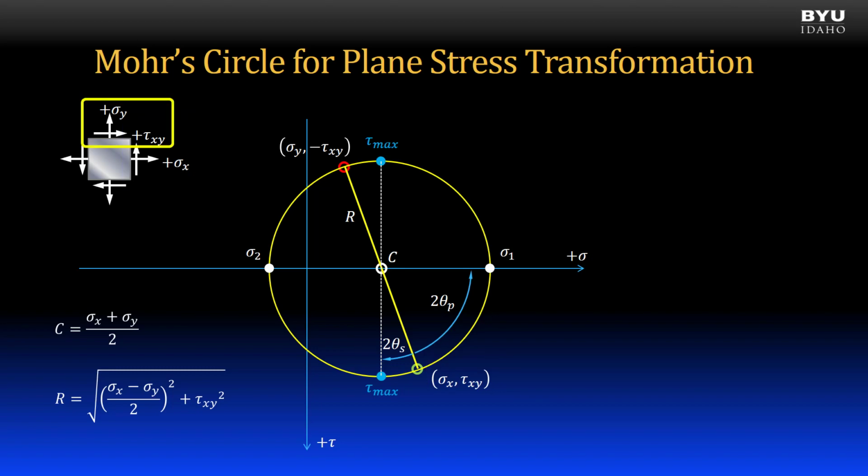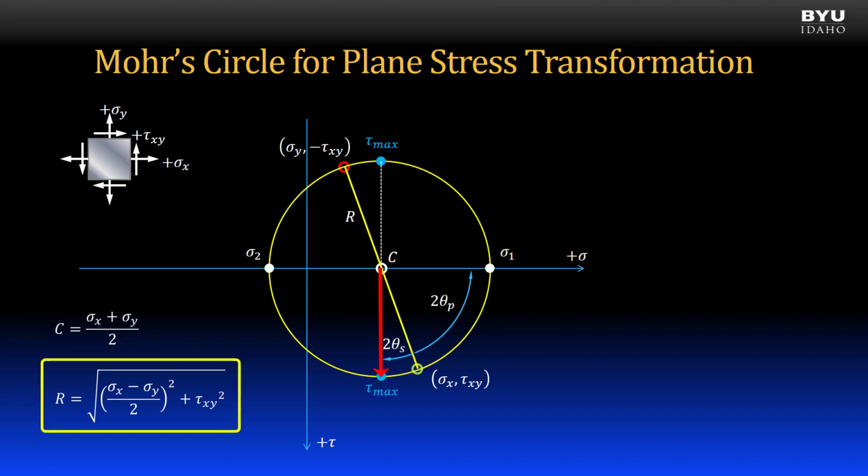The y face of the element is plotted as sigma y and negative tau xy. These 2 points are 180 degrees apart on the circle. A straight line connecting the 2 points crosses the sigma axis at the center of the circle, and the center point is the average normal stress. The radius of the circle is equal to the max in-plane shear stress.